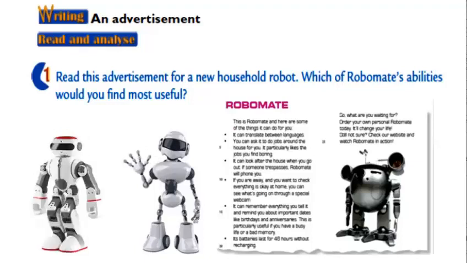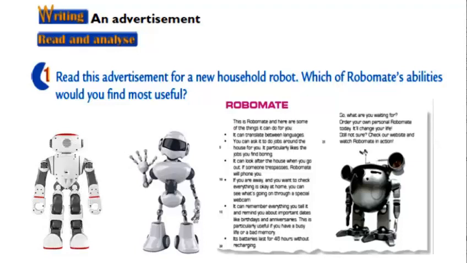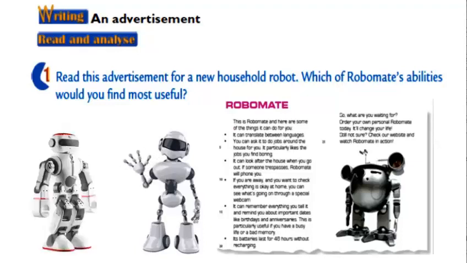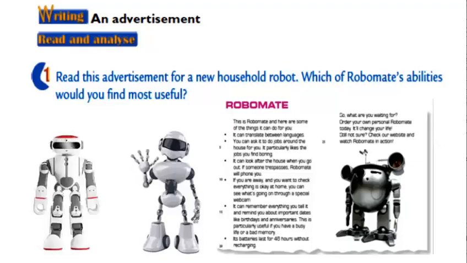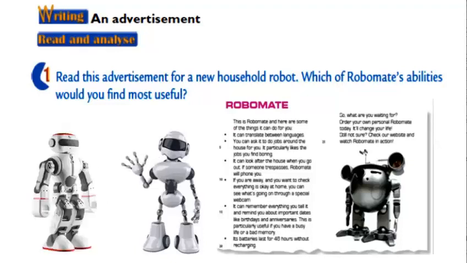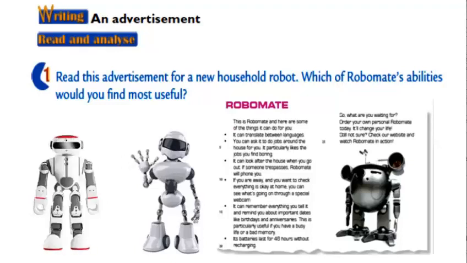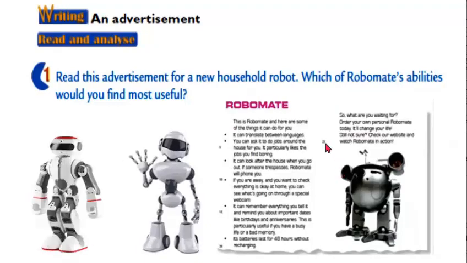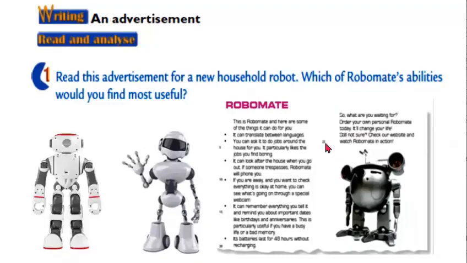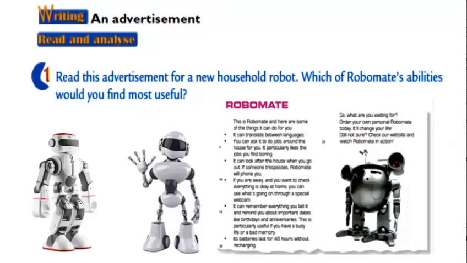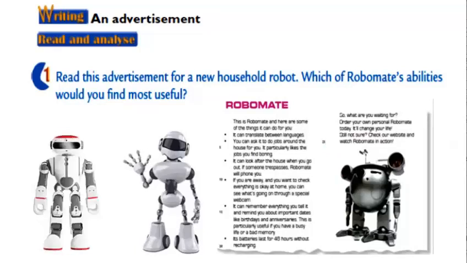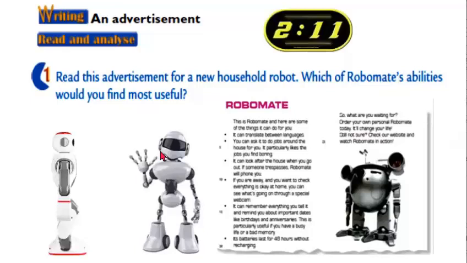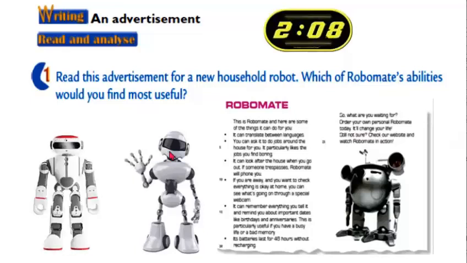This is an advertisement for a new household robot. Household means it is used at home. Which of RoboMate's abilities would you find the most useful? Here we have some abilities. You're going to read about the abilities of the RoboMate and tell me which of them is the most useful. Take your time. I'll be back in a minute.